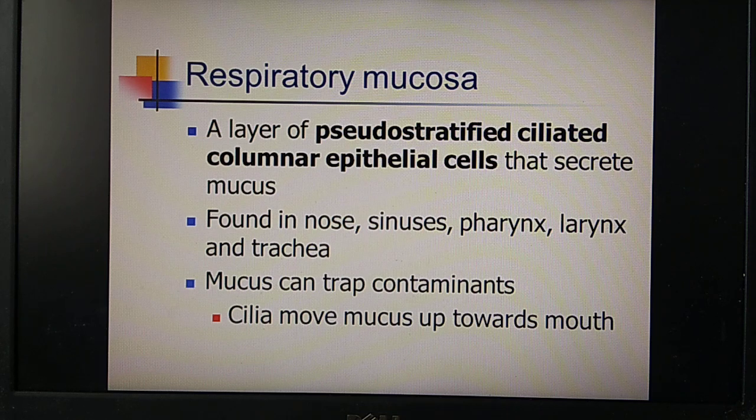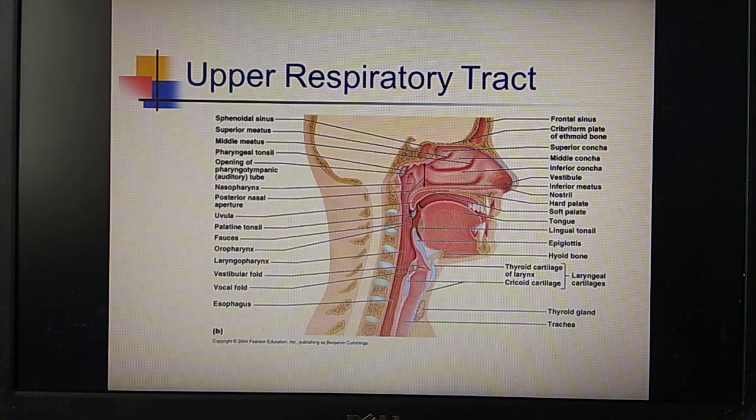mucus, and which is found in the nose, sinus, pharynx, larynx, as well as in the trachea. So these mucus particles can trap contaminants, that is unwanted particles, which include dust particles, dirt particles, etc. And cilia help with the movement of the mucus. And these are the parts included in the upper respiratory tract.